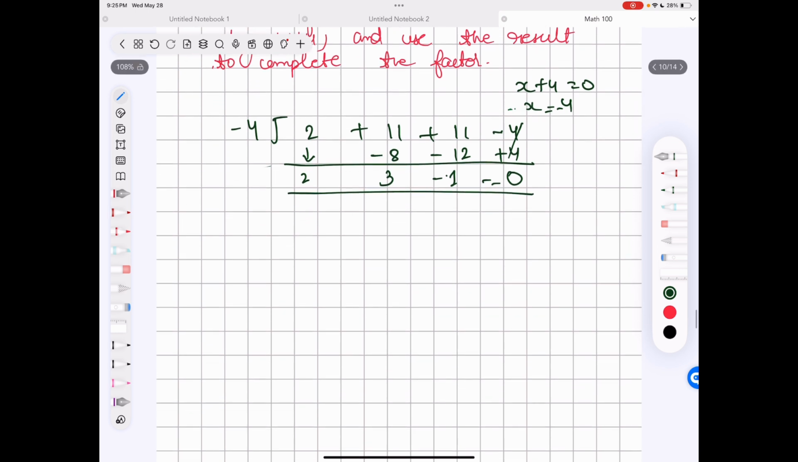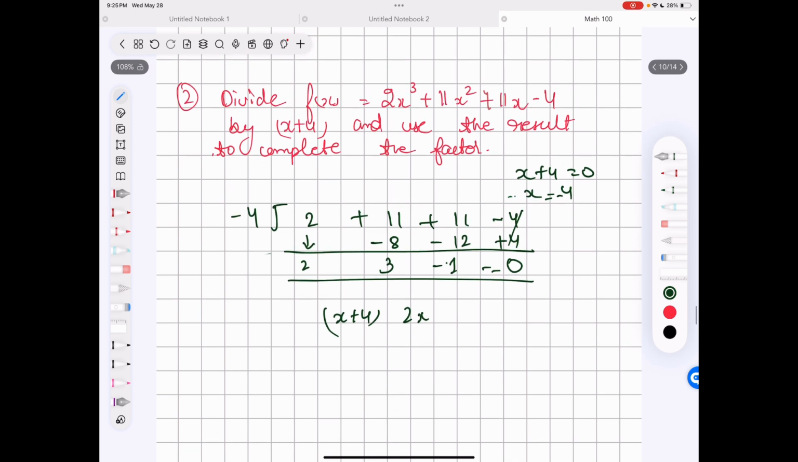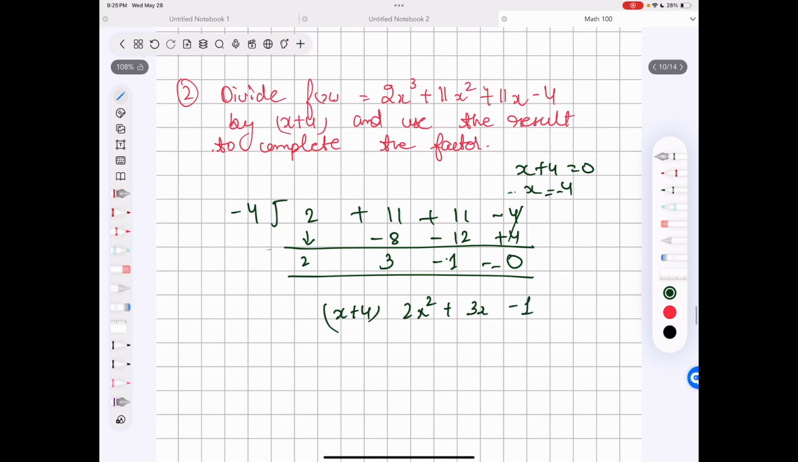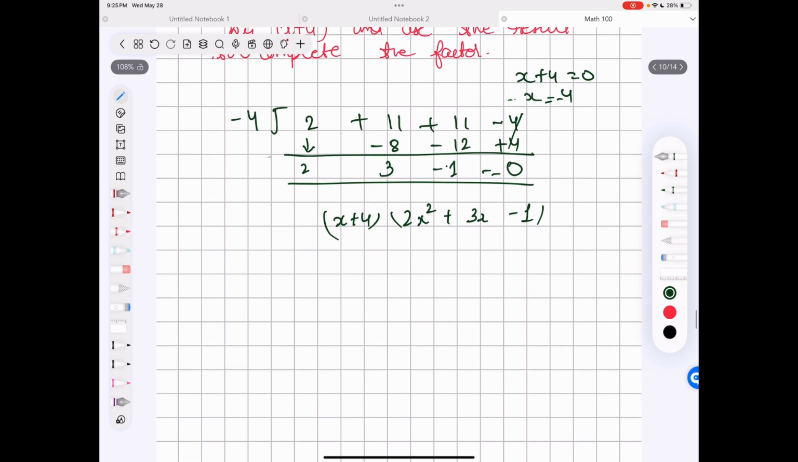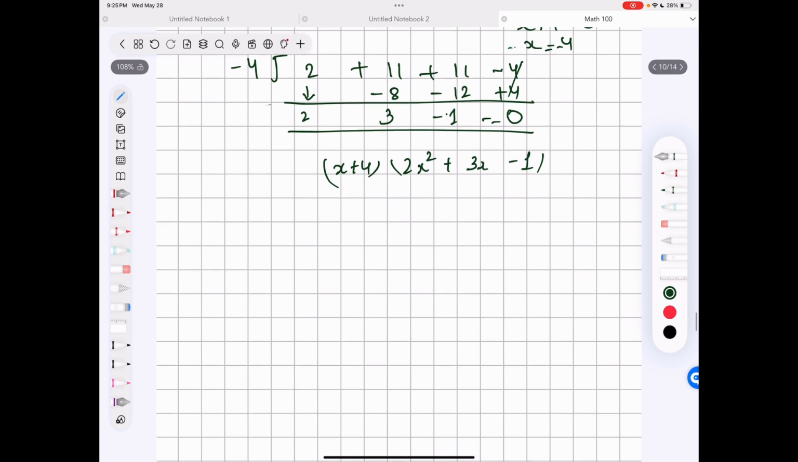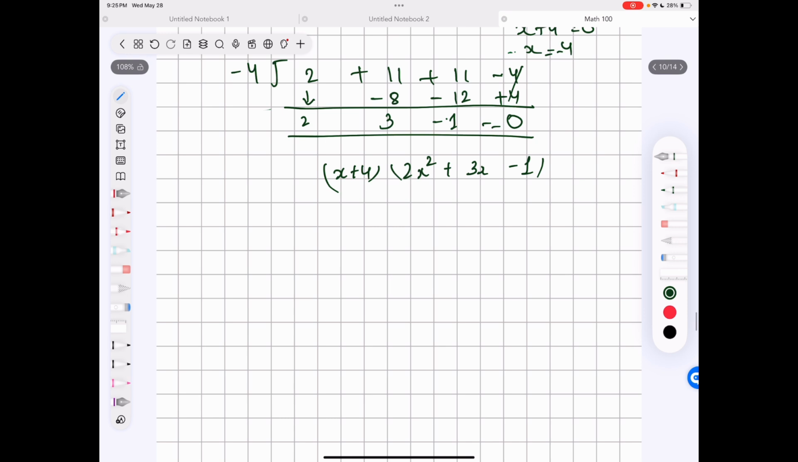So now we got our quotient, which is, with x plus 4, 2x squared. We had a cubic here, now we're going to have a quadratic here, plus 3x minus 1. This is our equation now. Now we can factor it, or we can use the quadratic formula to simplify it and to get our answer.